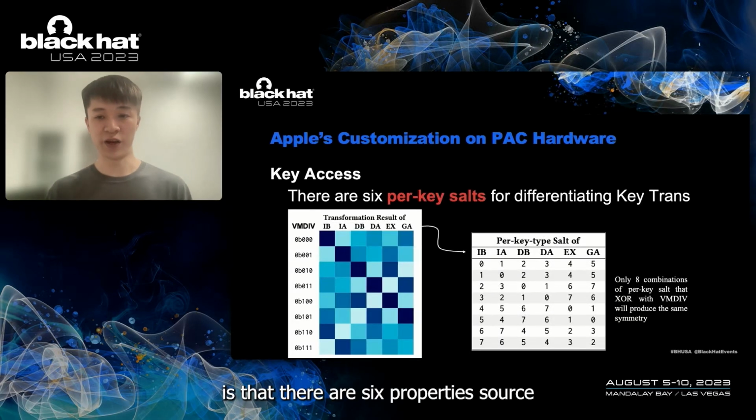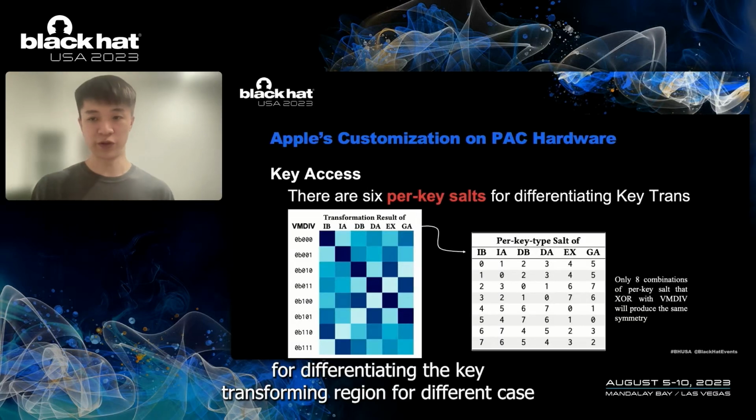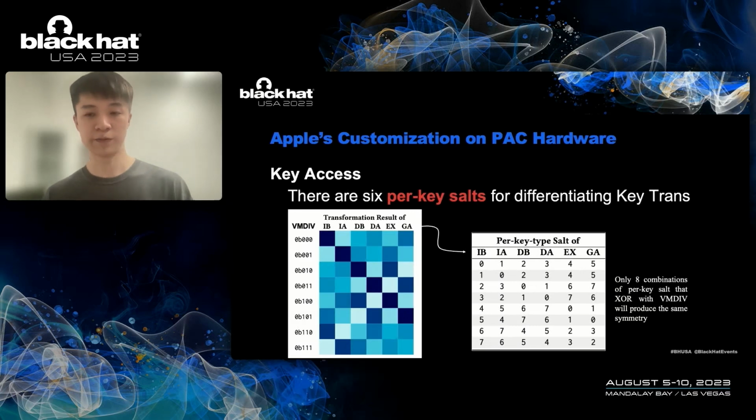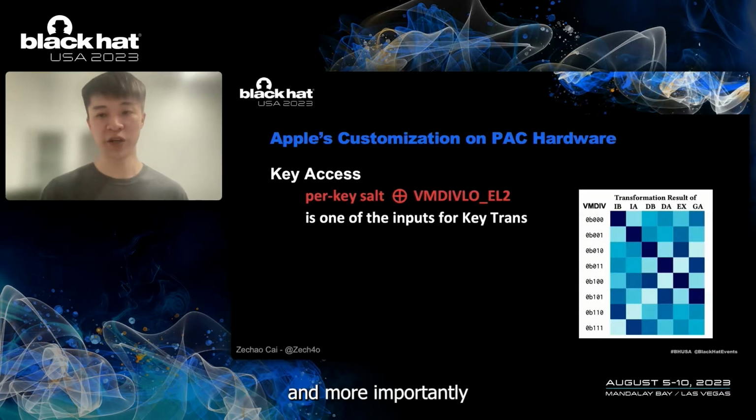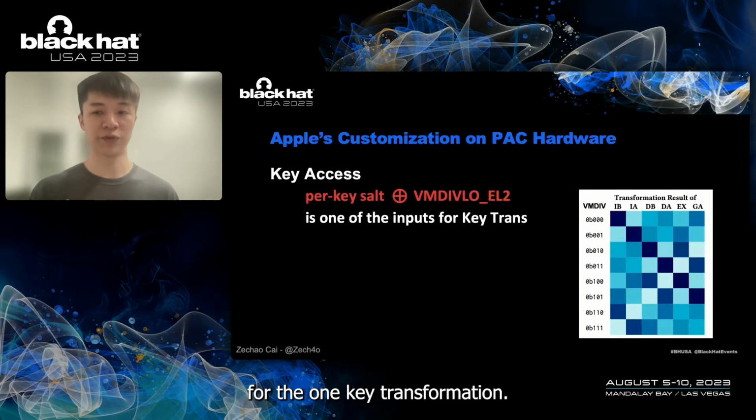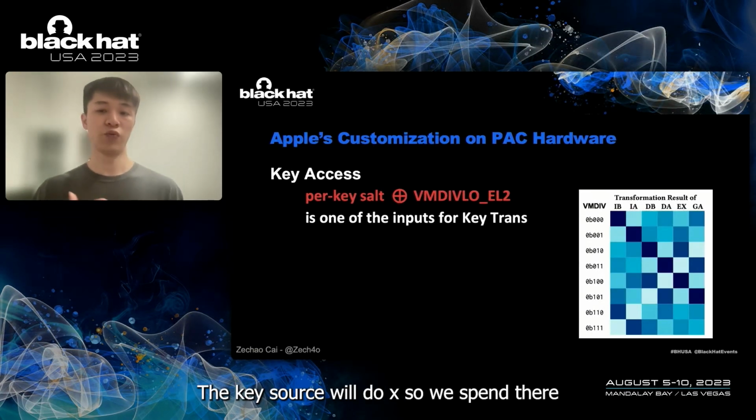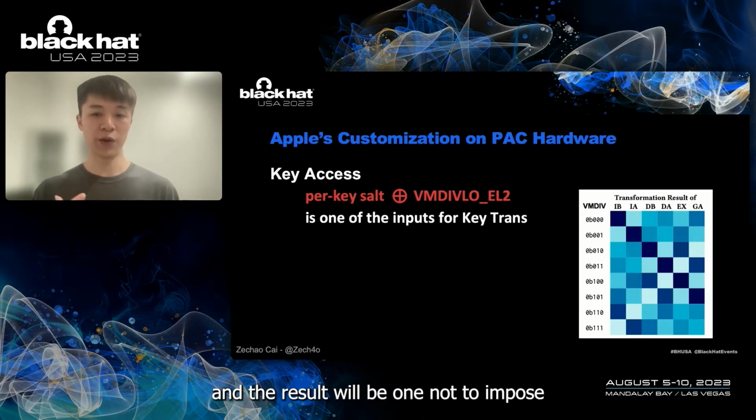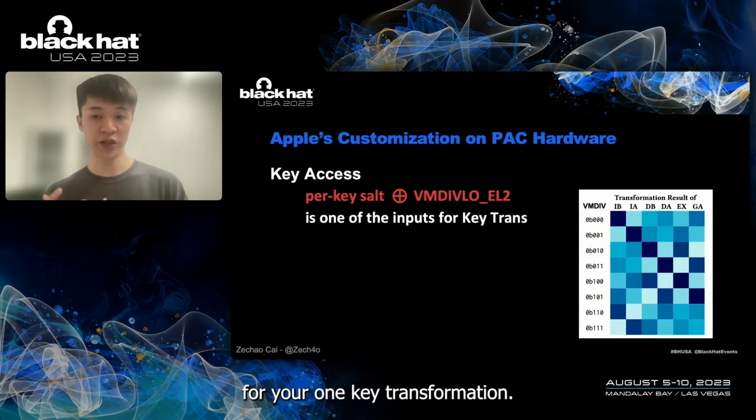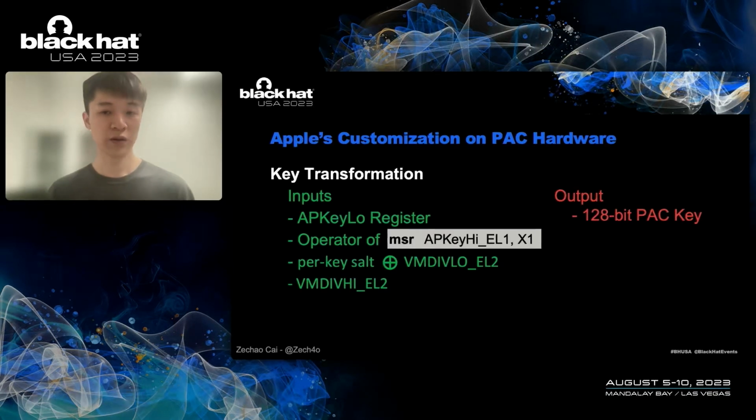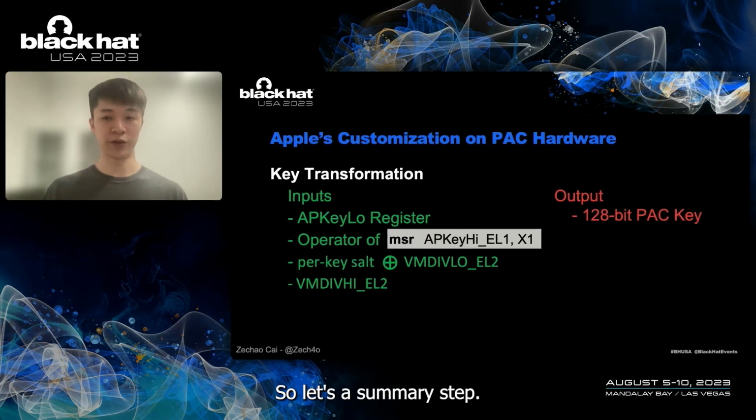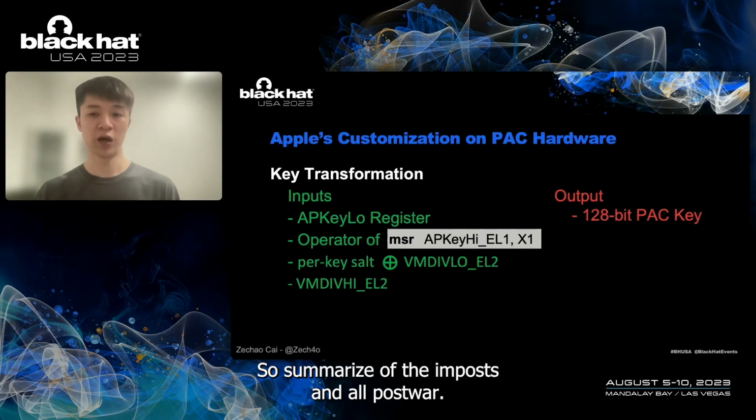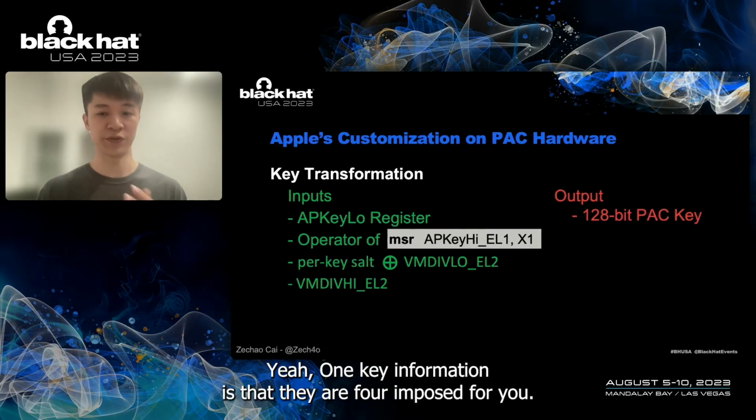There are 6 per-key sorts for differentiating the key transformation for different keys. And more importantly, for the EL1 key transformation, the per-key sort will do an XOR with VNDF, and the result will be one of the inputs for the EL1 key transformation. So let's take a summary. Let's summarize the inputs and outputs for the EL1 key transformation.